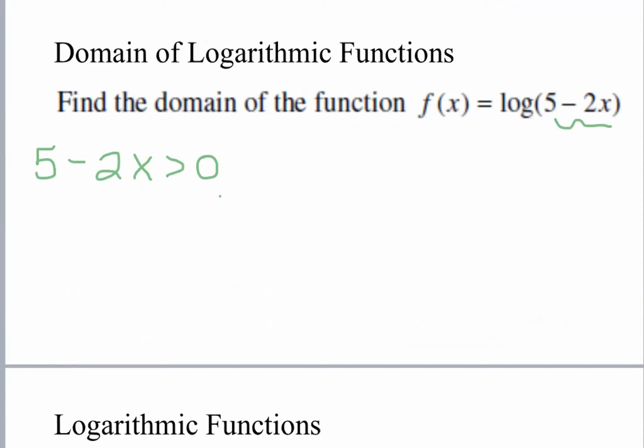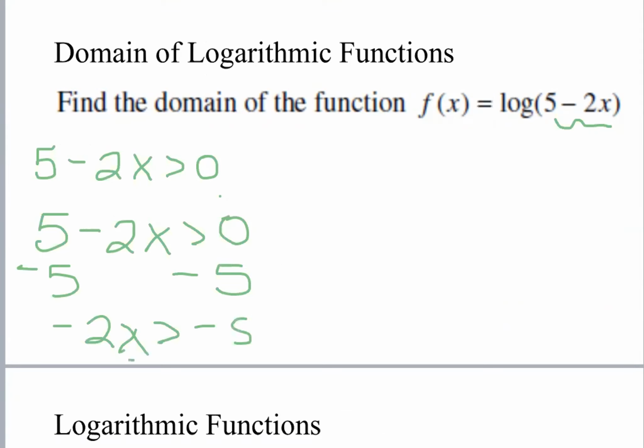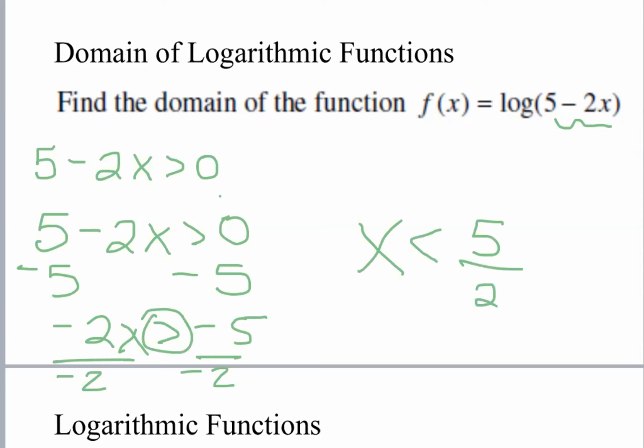So if I want the domain here, it's 5 minus 2x must be greater than 0, and then move everything around. So -2x greater than -5, divided by -2. That gives me x, flip the sign, is less than 5/2. So you should now be able to check your work.